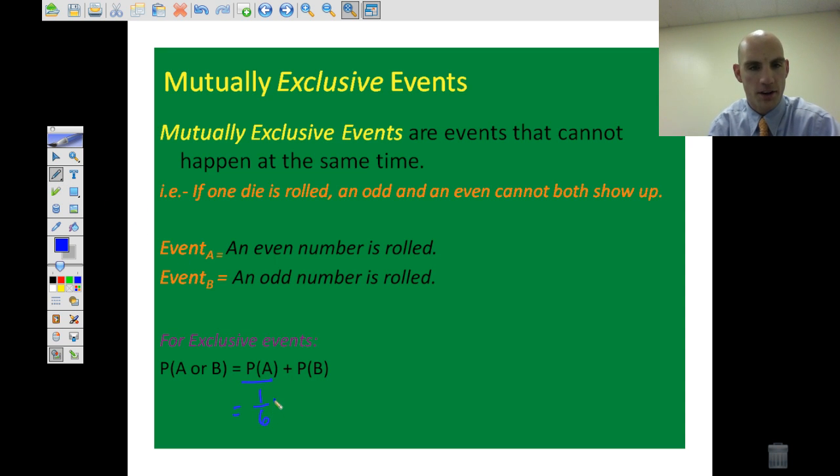And so the total probability of A, which is an even number, is going to be 1/2, because the probability of rolling an even number on a 6-sided die would be 1/2, because half of the numbers are even. Well, the probability of B is going to be 1/6 plus 1/6 plus 1/6, because you're rolling a 1, a 3, or a 5, and so that's also going to equal 1/2. And so the probability of A or B happening, odd or even, is 1. You're going to roll either an odd or an even number. So that's how mutually exclusive events work.